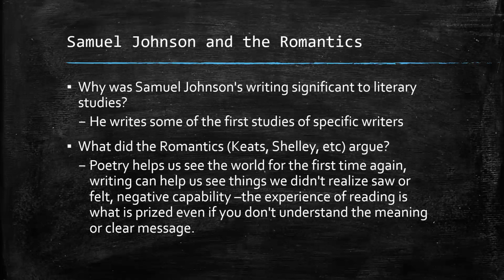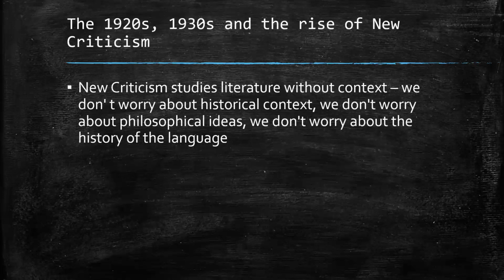So you see a movement here from a focus on pleasure and experience and our own experience of reading to thinking about texts as maybe something that aren't open to everyone, that need people to interpret them. In the 1920s and 1930s, we had the rise of what's called new criticism, which we'll talk briefly about in a couple modules. But what's important to know now is that new criticism believed we should study literature without context.